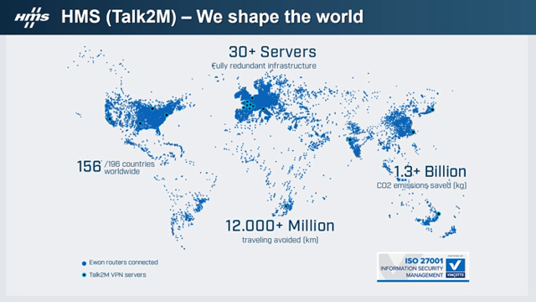These routers are connected to our 30 worldwide fully redundant servers. We did not only shape the entire world, but we are also currently the biggest IIoT network in the world. And of course, that's some achievement that we are really proud of at HMS. I also want to quickly stand still at the right bottom corner. There you see that we are ISO 27001 certified, which proves that we handle information security processes accordingly.